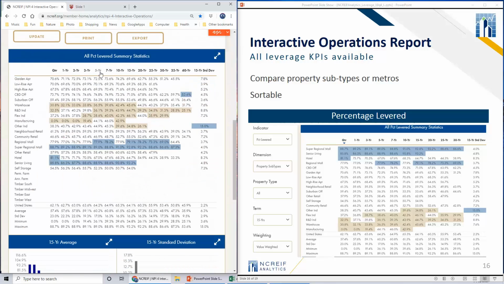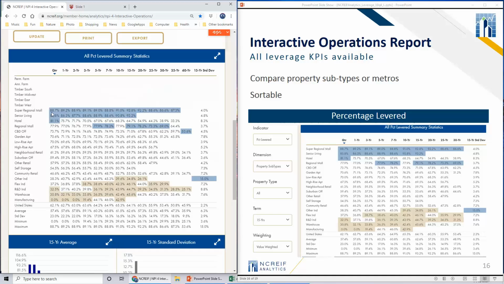Another way to view the leverage data is with the Interactive Operations Report. This report is a sortable table comparing the property sectors and geographies. In this example, we are showing the percentage of properties that hold leverage for all of the NPI subproperty types. Note that almost 90% of superregional malls hold leverage.